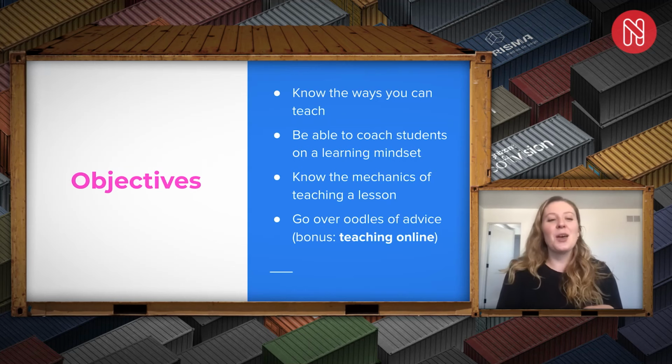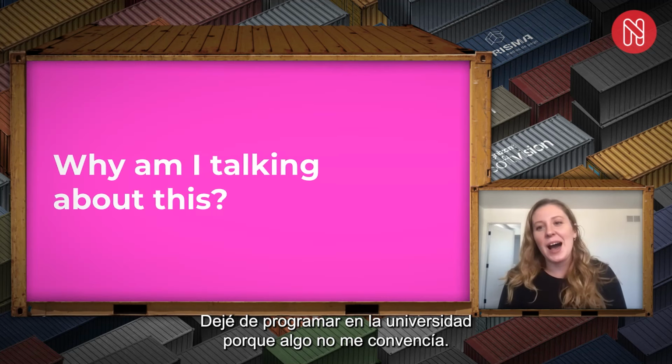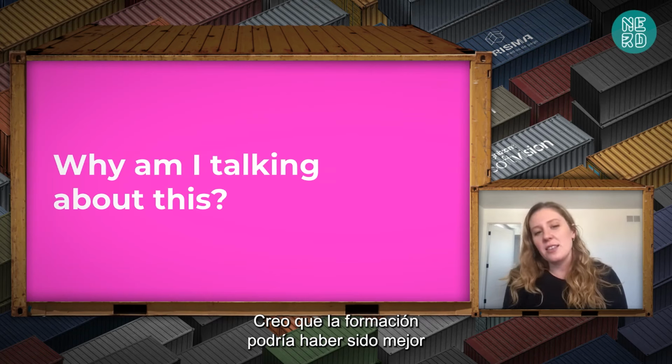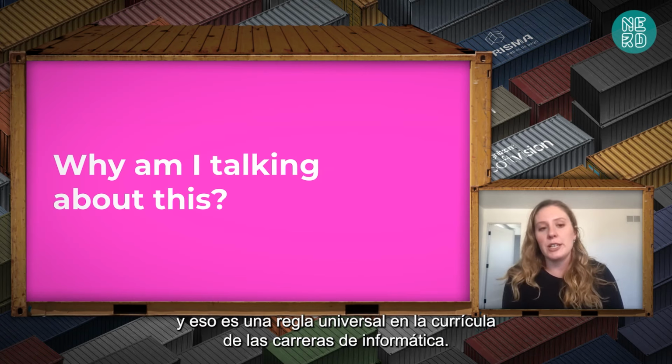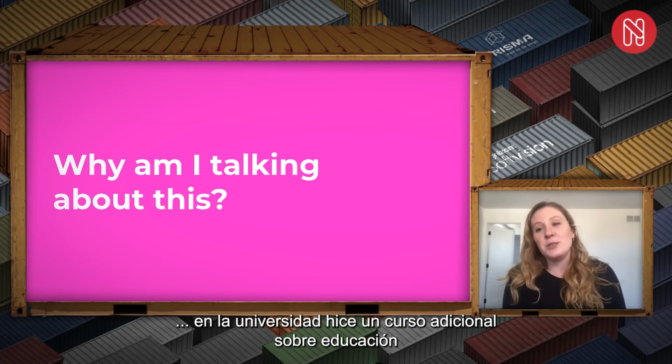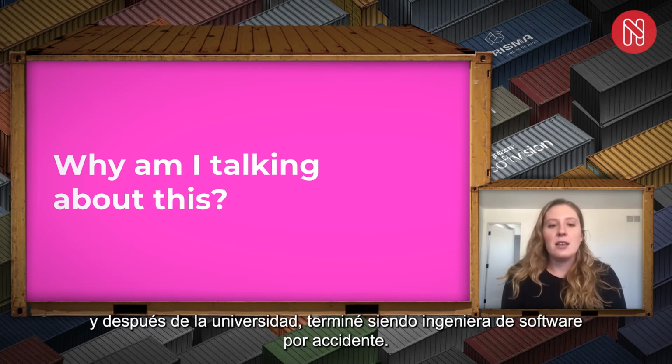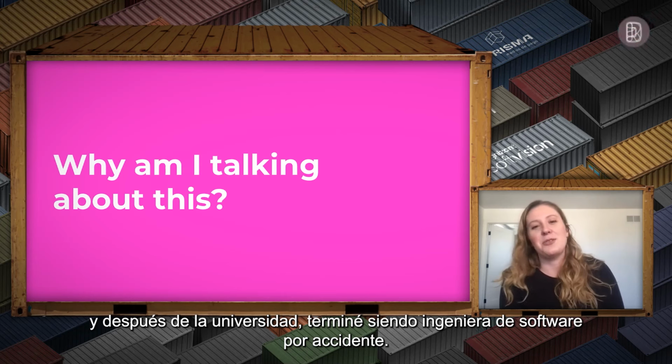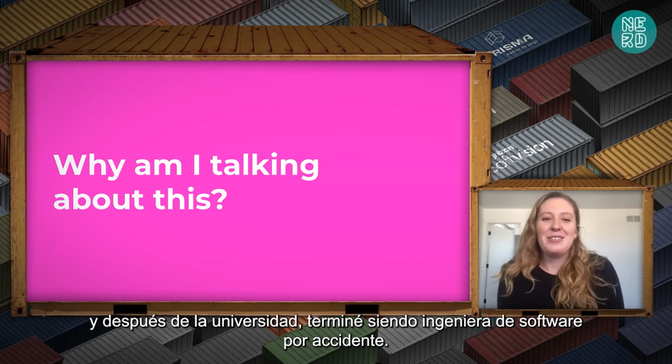So why am I talking about this? So I quit coding in college because it just did not click with me. And I think that the instruction could have been better. And I think that's a universal rule within computer science programs. I also studied education in college. I was an education minor. And then I accidentally became a software engineer later after college.